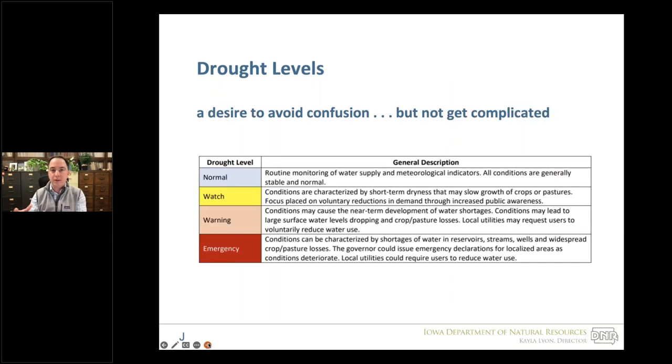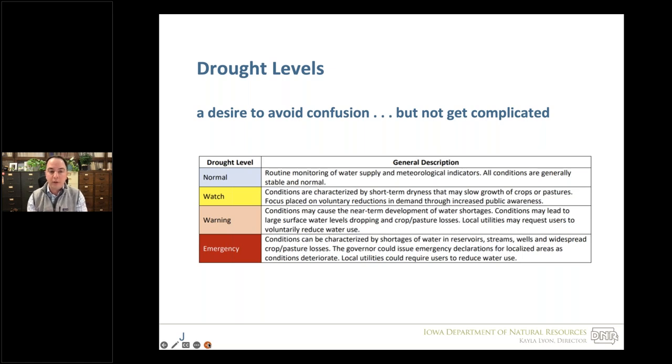So when we look at the Iowa Drought Plan, of course, with any plan, we want to centralize information, but also avoid confusion and not get complicated. And it's easy to get complicated in a 55-page plan. But what we generally looked at were levels in which we could categorize drought, but also the severity of the drought or lack thereof. So we came up with four categories: normal, watch, warning, and emergency. And we think about these from a large scale, a state scale, all the way down into county or basin level when we start to get into those D3 and D4 conditions.